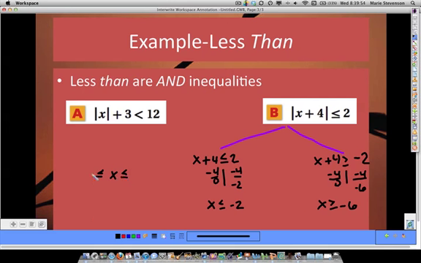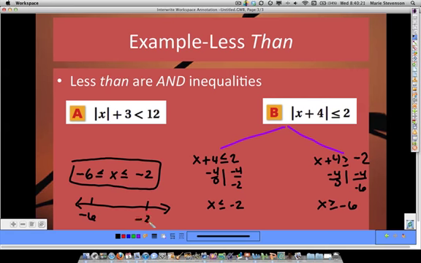Now, what's my lower bound? What's the lowest x can go? Well, x must be greater than or equal to -6. So that means that's the lowest it can go. But x must be less than or equal to -2. That means that's the highest it can go. So, here's my answer. And then let's do the graph. And these, in this case, are both closed circles, because the inequality is equal to. So there you go.